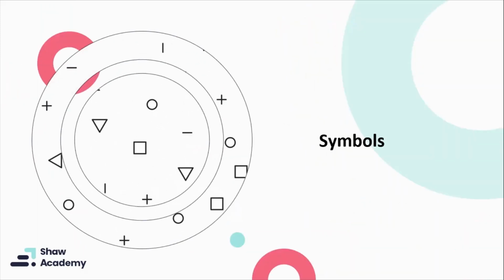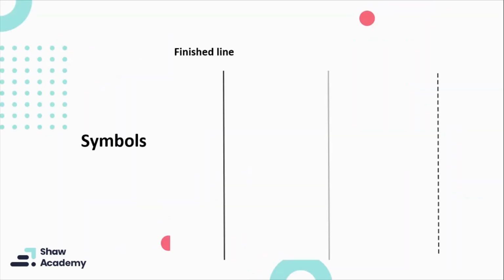Symbols are little golden nuggets of information on a pattern that will help the person making the garment understand the designer's vision. The finished line is a solid, hard line which indicates the outline of the pattern. A guideline is softer and can be considered process lines. The facing is a line that is broken and it indicates a different pattern piece.